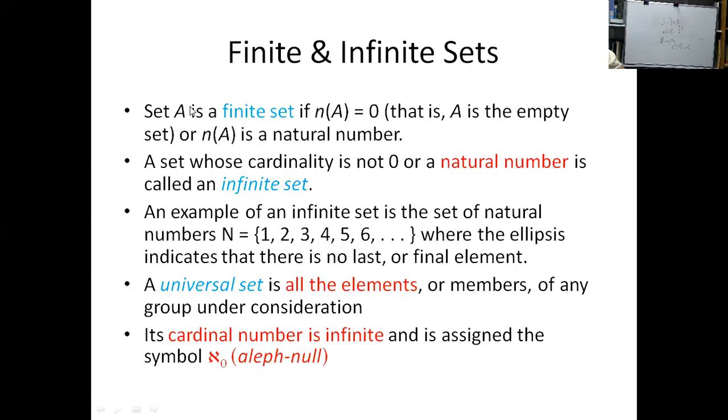Set A is called a finite set if n of A is 0, the cardinality of the set is 0, or it's a null set, or if it's any natural number, it's still a finite set. But if the cardinality is not 0, it's not an empty set, and it's not any of the natural numbers, then it's an infinite set. For example, let's consider this set: 1, 2, 3, 4, 5, 6, and three ellipses. It means it continues. There is no final element. This is an infinite set.